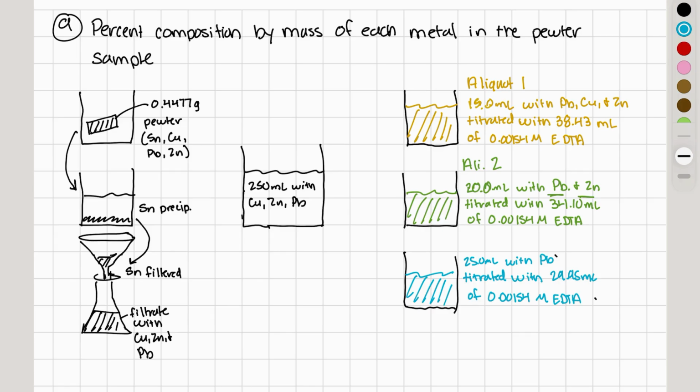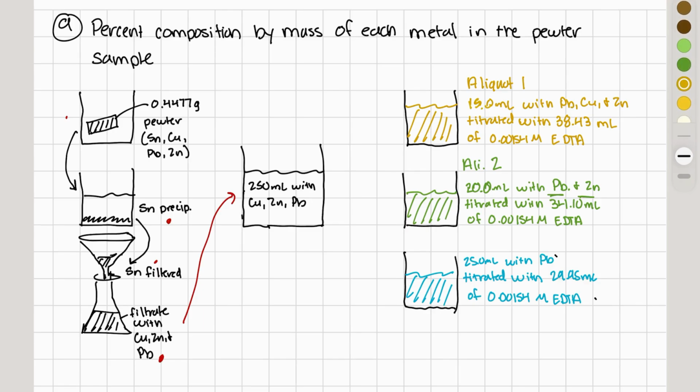So it tells us that we have a 0.4477 gram pewter sample that contains lead, copper, zinc, and tin. And it was dissolved in acid and tin was precipitated. So that's what's happening here. Tin has been precipitated. Then it gets filtered, and then we're left with this filtrate that now just contains copper, zinc, and lead. And what happens is this gets diluted to a final volume of 250 milliliters. So we have this big beaker, 250 milliliter solution with copper, zinc, and lead.